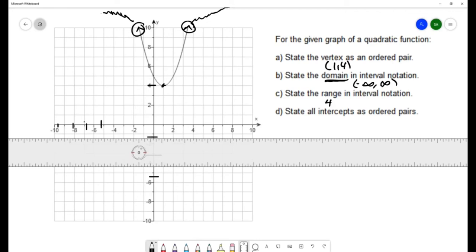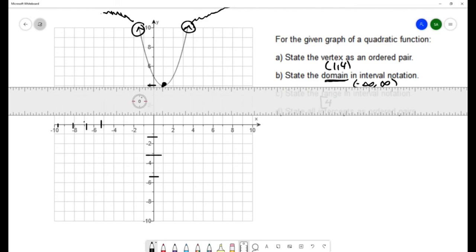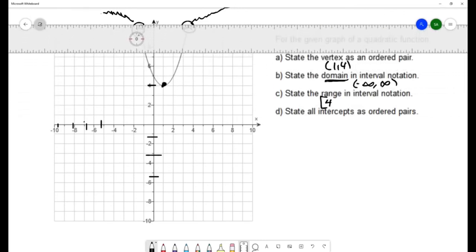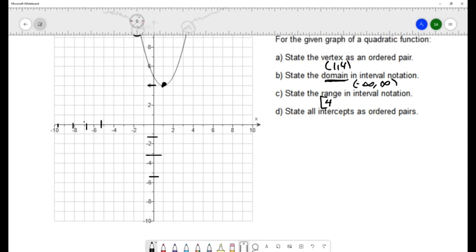And this point, the vertex, is on the graph, and that means 4 is going to be included in the range. And so we put a bracket on the 4 to indicate that 4 is in the set. So 4 would be the lowest y value, and then because of those arrows continuing to go up and up forever, we have no stopping point for the range, so we mark that as infinity. So our range goes from 4 to infinity, including 4.